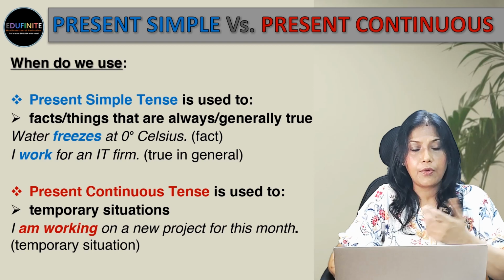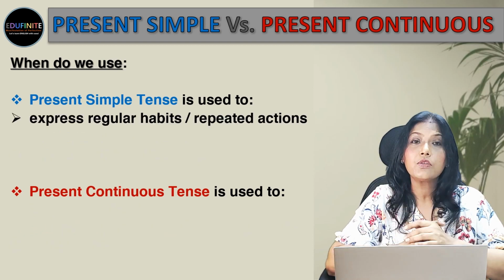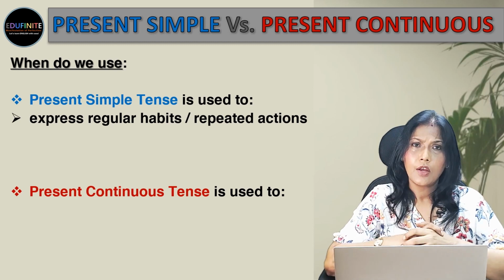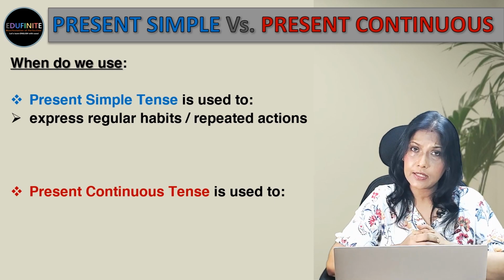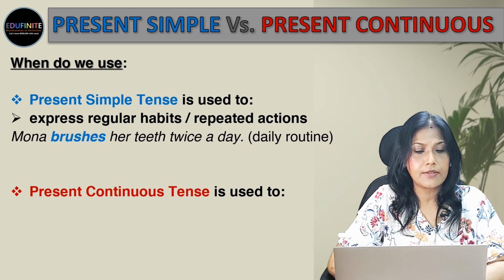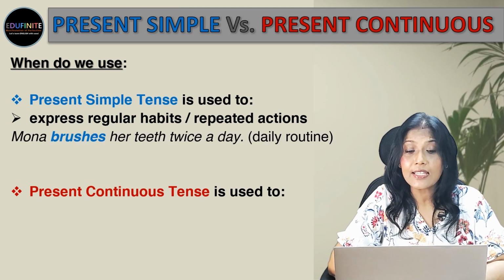Okay, now let's look where we use these two tenses. Present simple tense is also used to express regular habits or repeated actions. Anything that you do regularly or any action that is repeated constantly, we use present simple tense to express it. For example, Mona brushes her teeth twice a day.